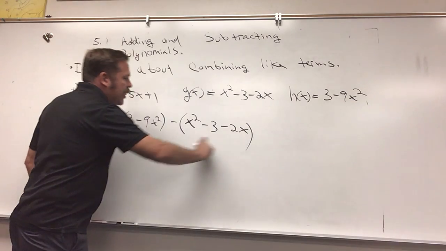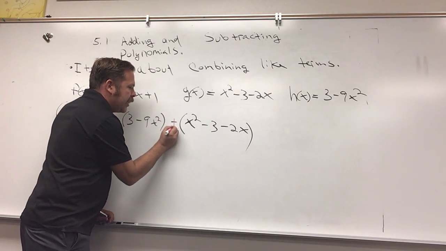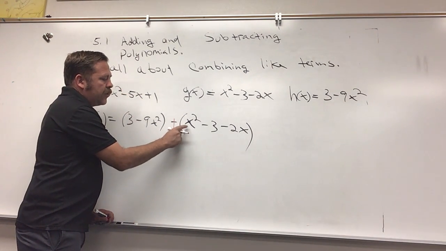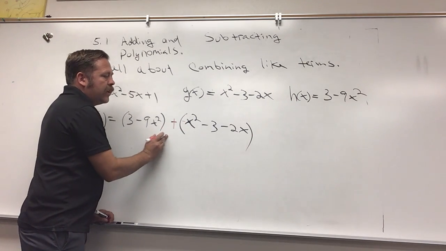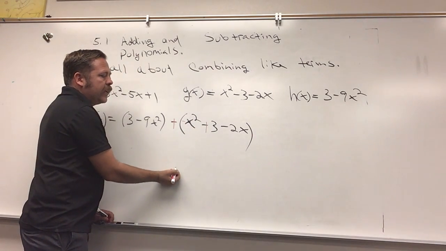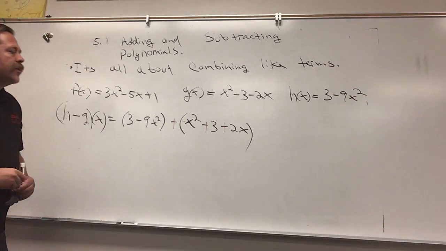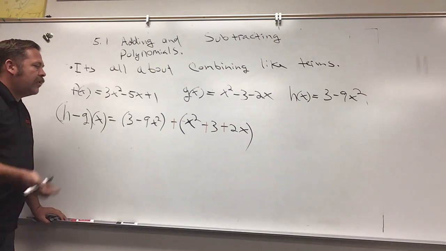So instead of subtracting all these, we're going to change it to add. Use a different color so you can see my changes. And then we'll change the sign of every single one of these. So this becomes negative x squared, this becomes positive 3, and this becomes positive 2x. So instead of subtracting, I'm adding the opposite. All right, now it's just addition.